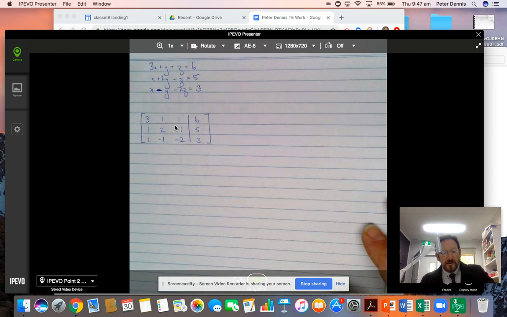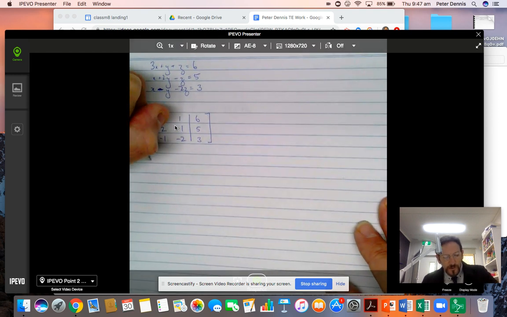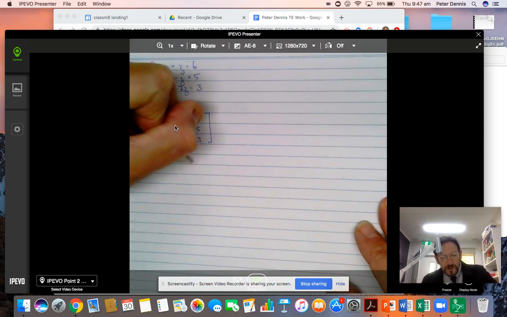Again, we're not going to do... Now, we could probably swap some of these around to get a 1 here, which would be nicer. And I would probably do it that way, but we won't. We'll just leave it like this just for this time. So we're not going to change the top row at all. So we'll leave that as 3, 1, 1, 6.